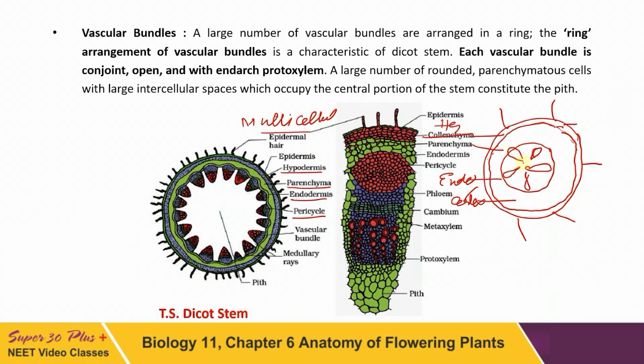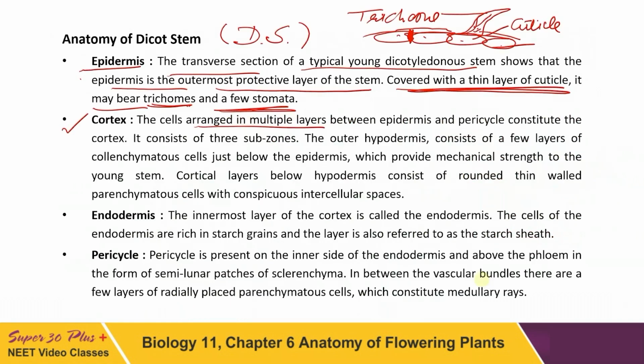Look at the vascular bundles first. This one is the phloem outside, and this one is the xylem inside, and the protoxylem is inside. Therefore the xylem will be here, but the xylem will be enlarged. Are you getting my point? Am I clear? Yes, we have to see the detail of this now. On this basis we have to learn now. Cortex: just below the epidermis we have the cortex, arranged in multiple layers between the epidermis and pericycle. The cortex consists of 3 zones.